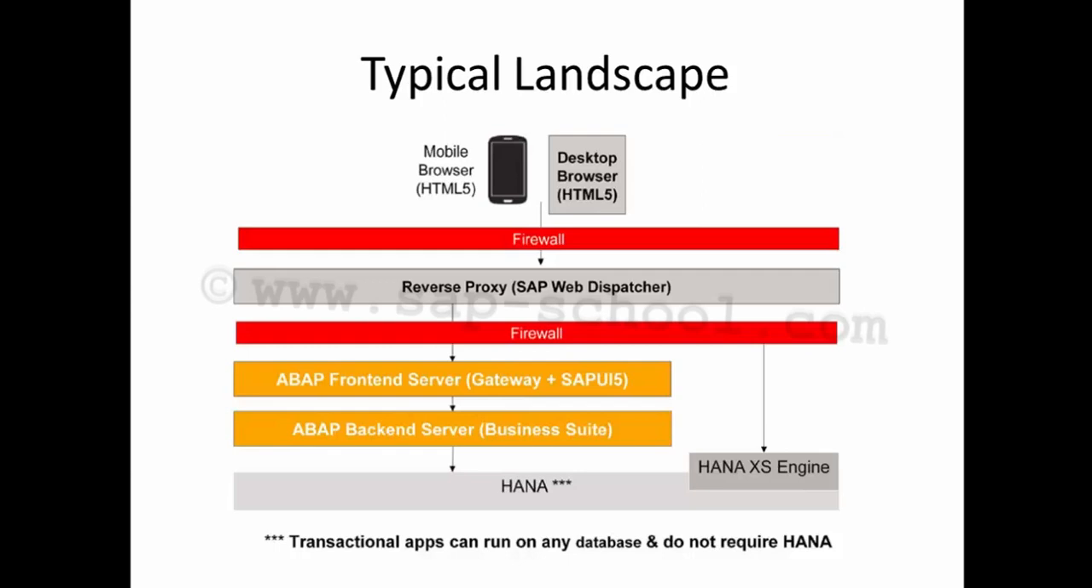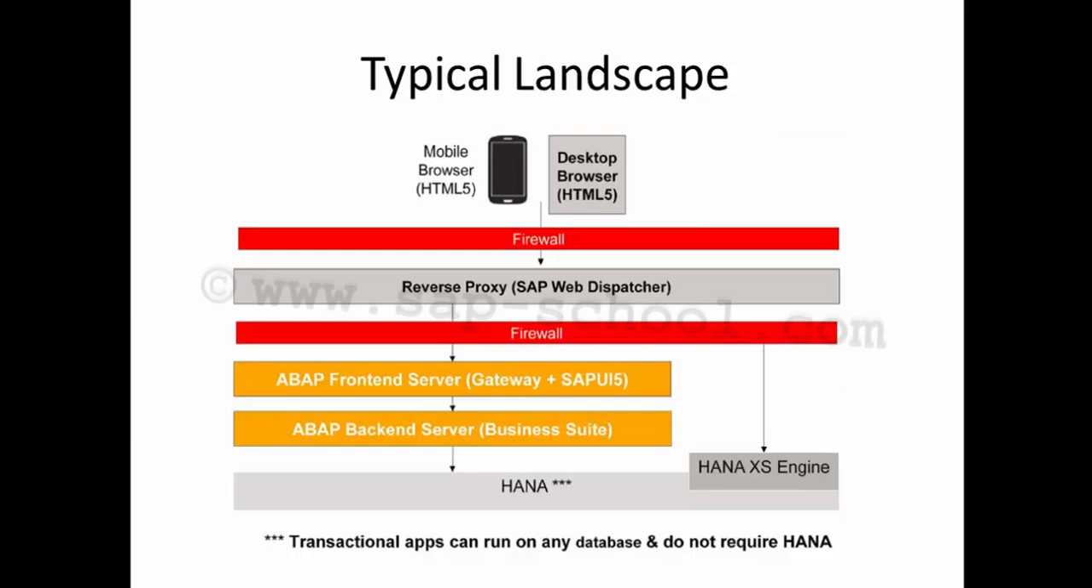Then we have the ABAP front-end server, which is recommended for all the app types, and it contains the UI components and the SAP NetWeaver gateway. Then we have the SAP ABAP backend server. It is basically required for all the app types, and it will contain the backend business logic and data as well as the search models for the fact sheets. Then the SAP HANA Extended Application Service, or we can also call it the SAP HANA Access Engine.